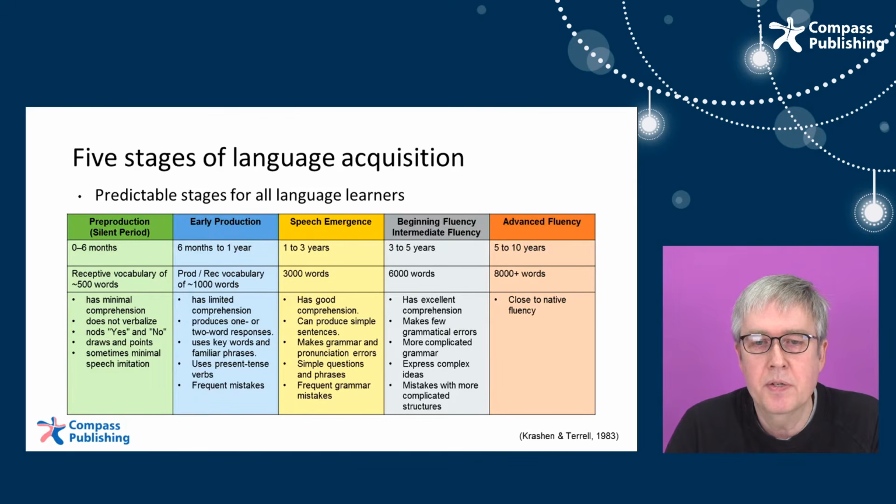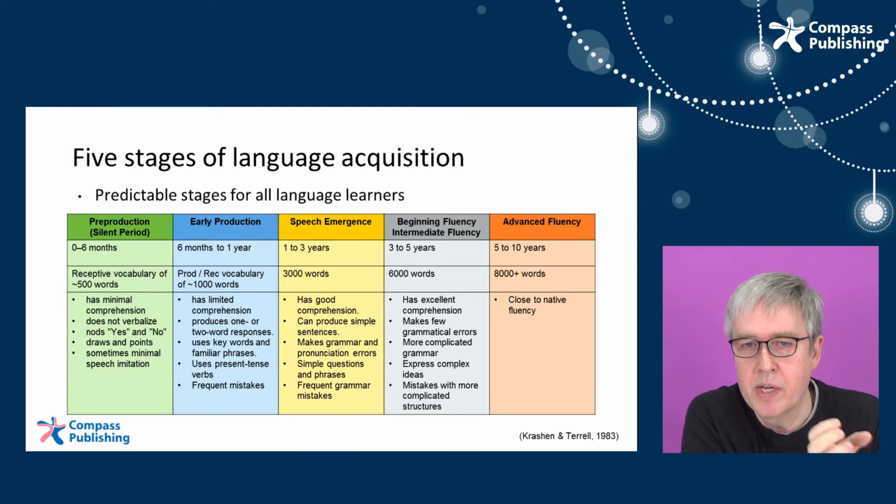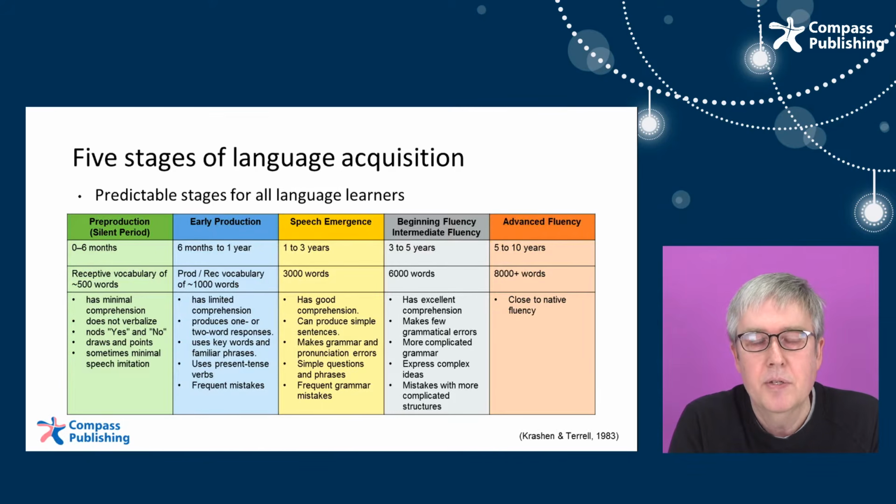So the first one is pre-production. That's the green box on the far left. Another word for that is the silent phase. That's usually like the first 6 months of learning the language. Students usually just have a receptive vocabulary. They're still building their vocabulary very much. They can't articulate their ideas at all. So they're able to just say yes or no, or maybe nod, point to things, very minimal speech interaction. And their vocabulary is about 500 words as they are building up.